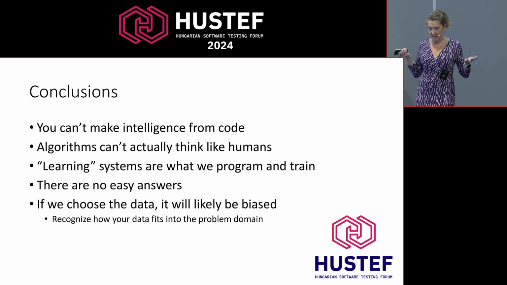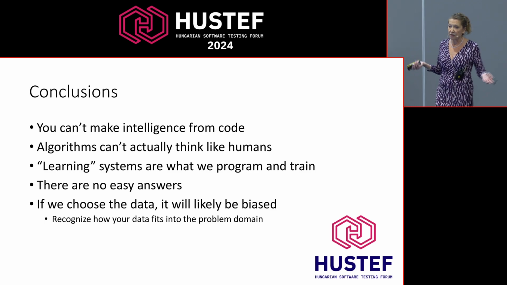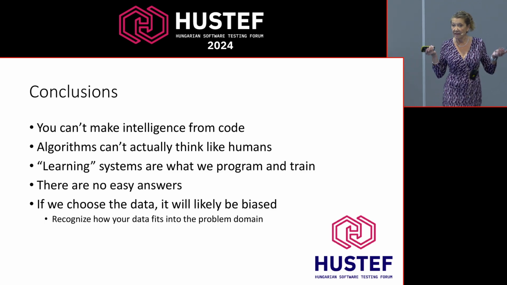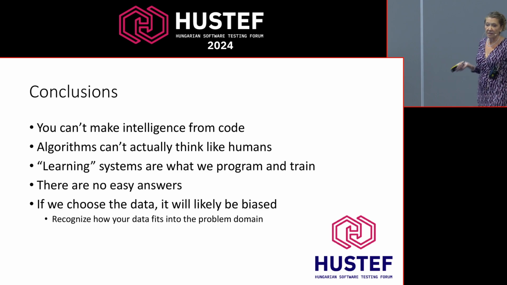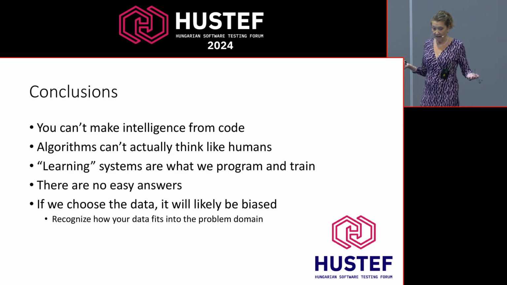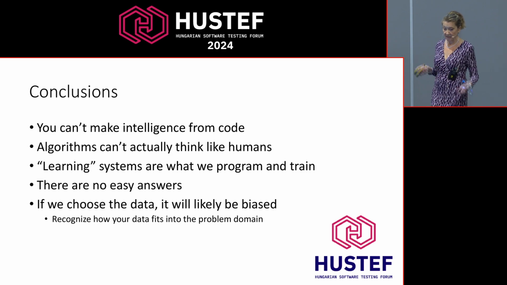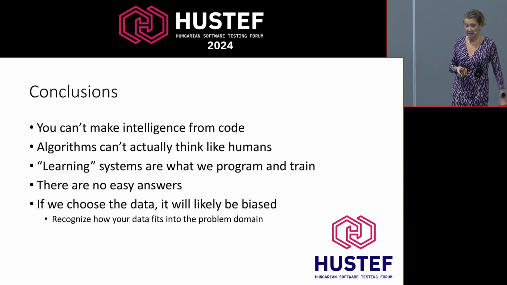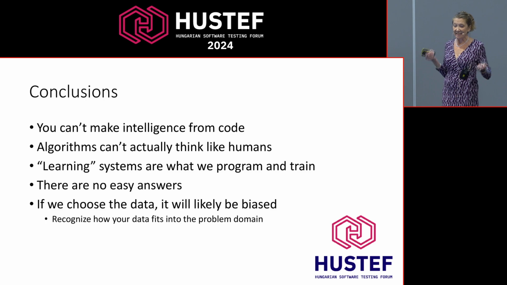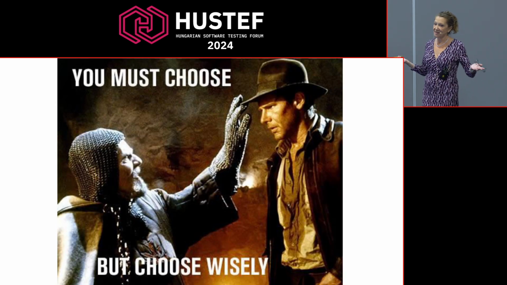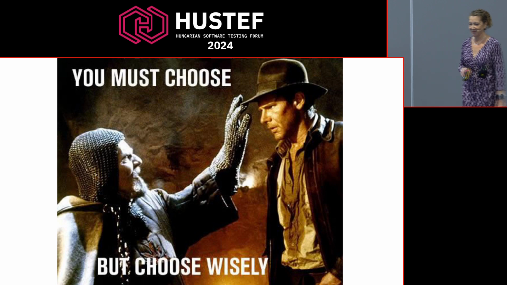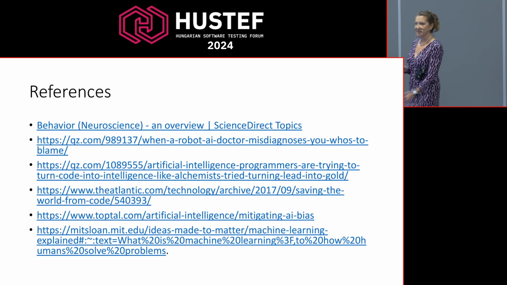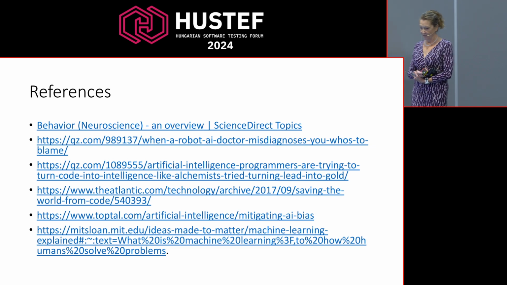So my conclusions here are you can't make intelligence from code. Algorithms can't think like humans, at least at this point. There's always going to be bias because the learning systems are what we train. We've made the decisions. There are no easy answers to this. And if we choose the data, it's very likely to be biased. So what I want you to remember is choose wisely. Choose your data wisely. And I have a few references here, and I'd like to thank you very much.